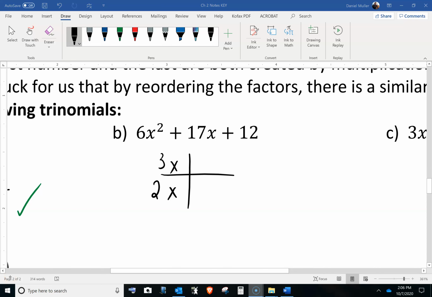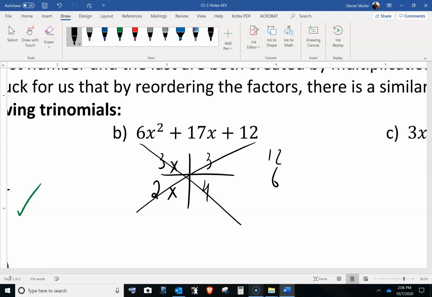Next thing I'm going to do is 12. So there's 1 and 12, there's 2 and 6, and there's 3 and 4. I'm just going to choose the ones that are closer together. So I'll try 3 and 4. Now I'm just going to check my diagonals. My diagonal here is 12, and that's 6. 12 and 6 give me 18. That's not going to work.